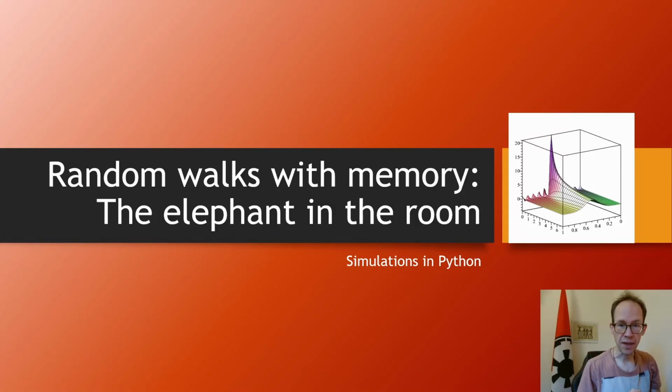This video explores random walks with memory. This type of stochastic process is sometimes called an elephant random walk, assuming that elephants have perfect memory.